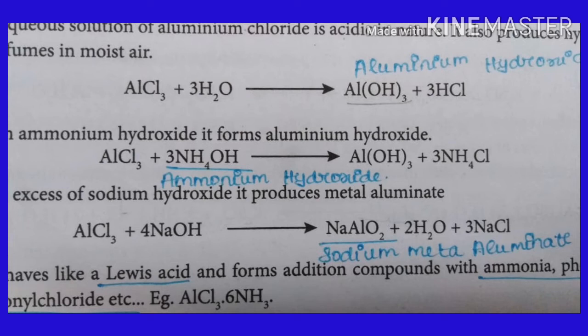In this, it behaves as a Lewis acid. Already you studied the Lewis acid and Lewis base, and it can form addition compounds with ammonia, phosphine and carbonyl chloride. An example is AlCl3.6NH3.